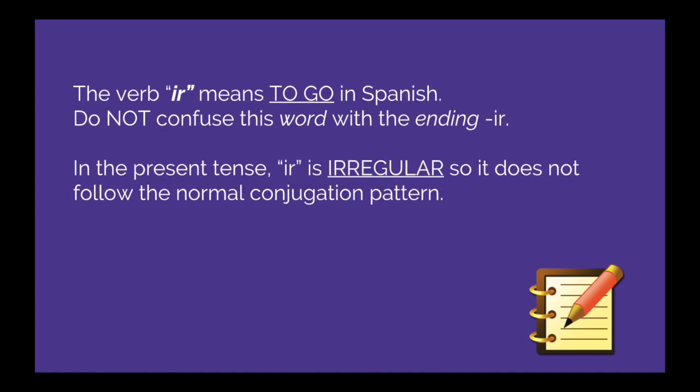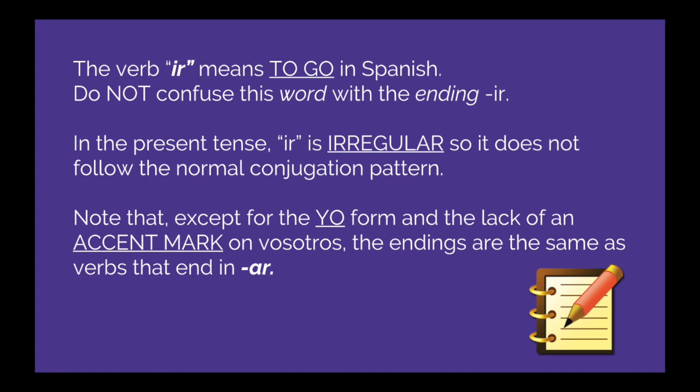In the present tense, ir is irregular, so it does not follow the normal conjugation patterns for a verb. 8th grade is the year of irregular verbs. So this is just the first one you are going to be learning, but throughout the year you are going to learn a bunch that actually don't follow those normal patterns that you learned in 7th grade. Note that, except for the yo form and the lack of an accent mark on vosotros, the endings are actually the same as verbs that end in -AR. You might think they're using -IR endings because it looks like an -IR verb, but it's just completely irregular.